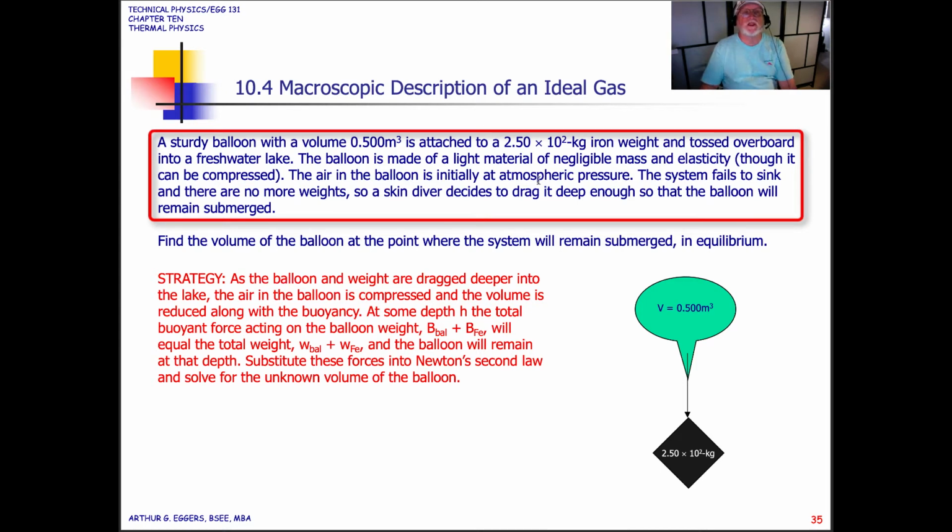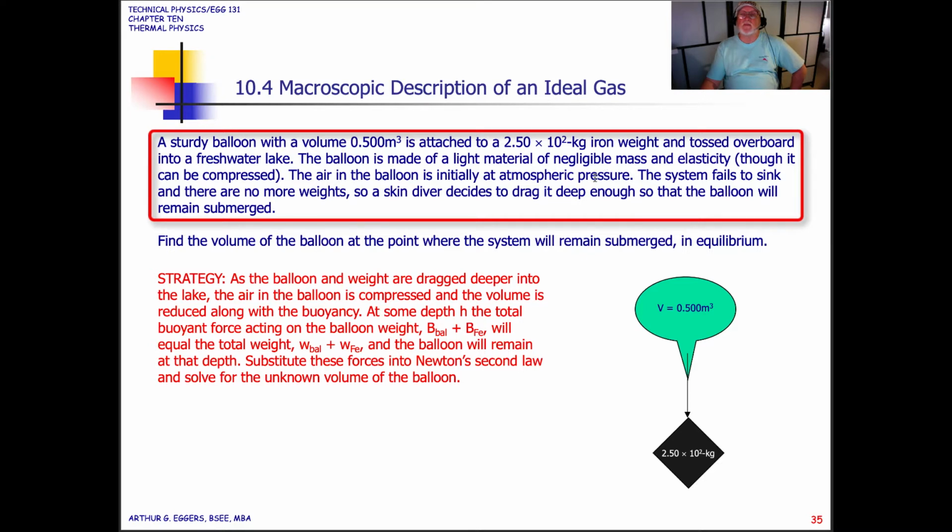Let's take a look at another example of macroscopic description of ideal gases. A sturdy balloon with a volume of 1/2 cubic meters is attached to a 2.5 × 10^2 kilogram iron weight and tossed overboard into a freshwater lake. The balloon is made of a light material of negligible mass and elasticity, though it can be compressed. The air in the balloon is initially at atmospheric pressure.